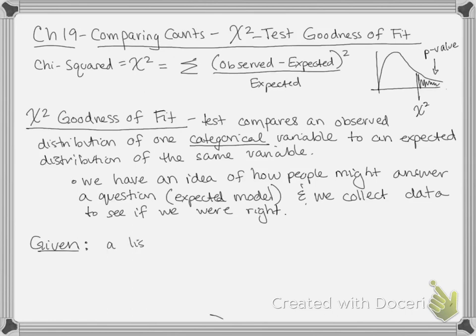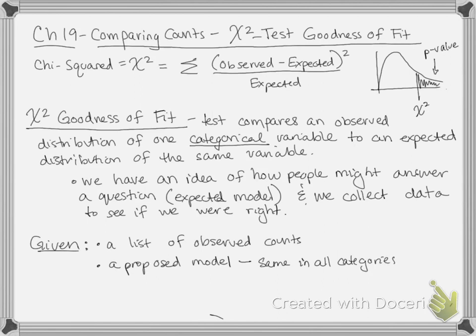What do we need to be given? A list of observed counts. Okay, so that's the first thing we need to be given. And the second thing we need to be given is a proposed model. So literally, how do we think the distribution is going to go? The first option is the same in all categories, right? This, way back in Unit 1, we referred to as uniform.